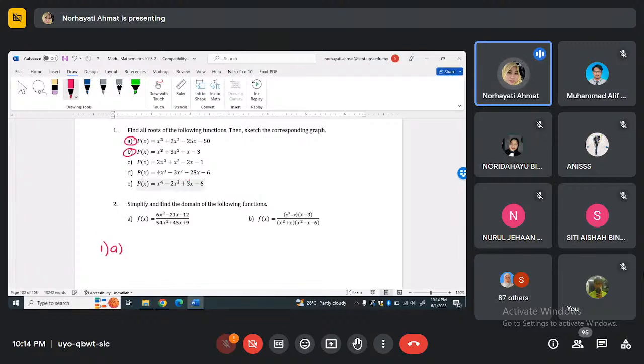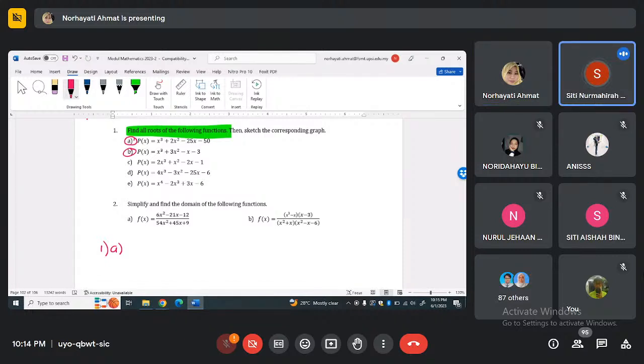1A. How to find roots. Okay, find all roots of the following function. Sketch graph tu juga sendirilah. Okay, find roots. Okay, macam mana kita nak buat untuk soalan A? Kita ada x cube plus 2x square minus 25x minus 50. Constant.